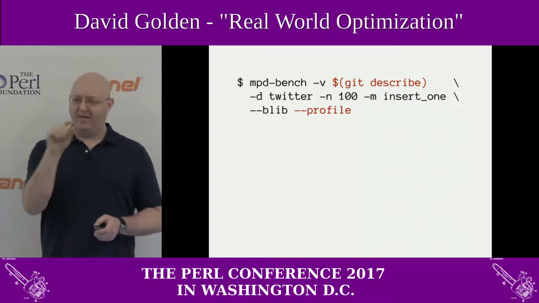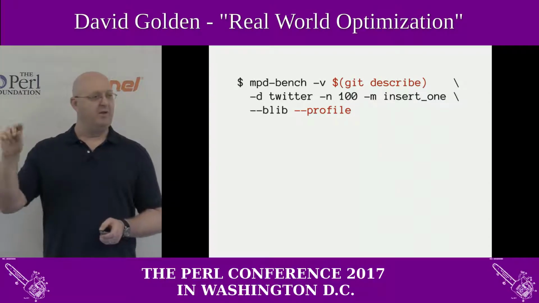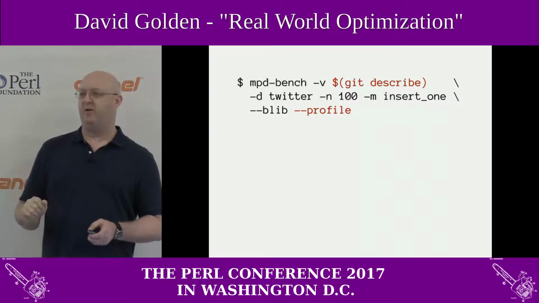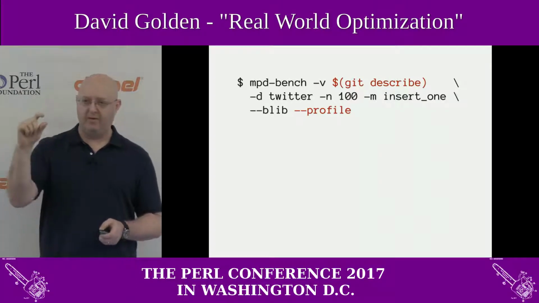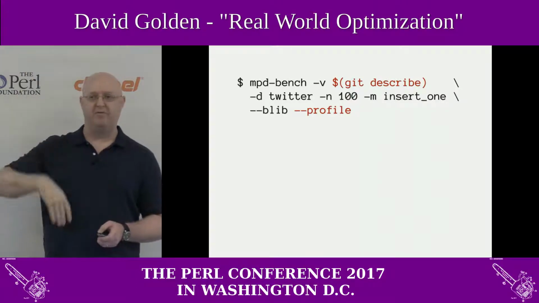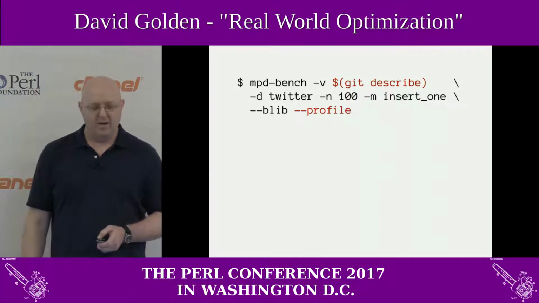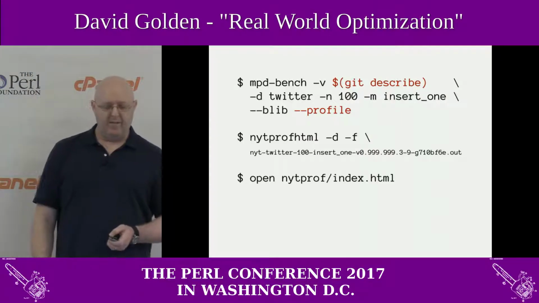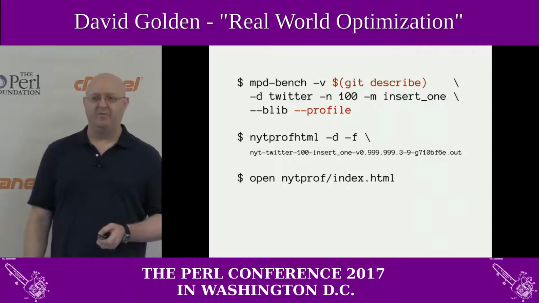And then it runs all the code till it gets to that little bit of benchmark for insert 1, turns the profiler on, runs the benchmark, turns the profiler back off. So I'm collecting timings only around that little piece that I'm trying to analyze, and none of the other framework scaffolding code around it. And then I crank the output through NYTProf's HTML visualizer and look at it.